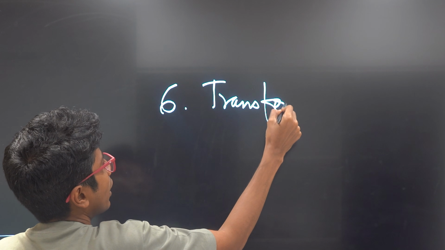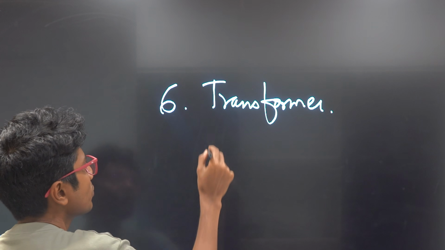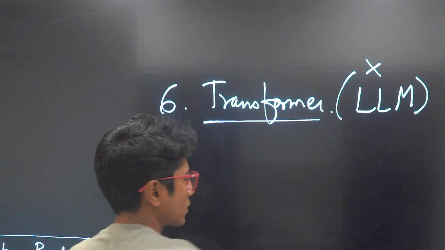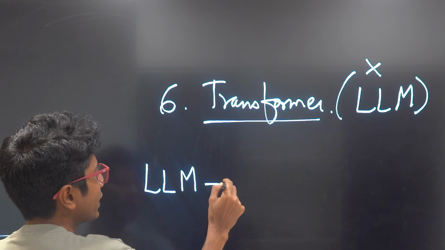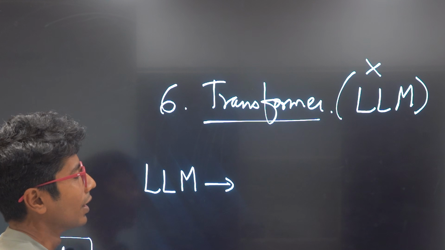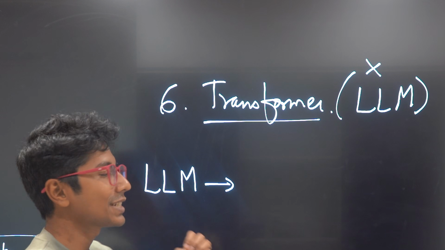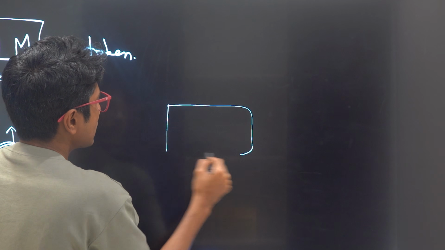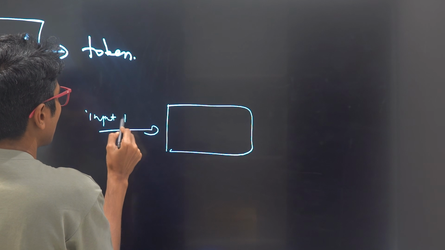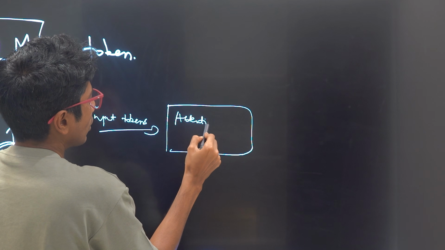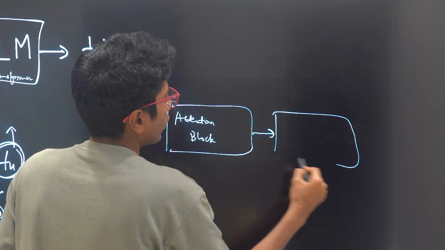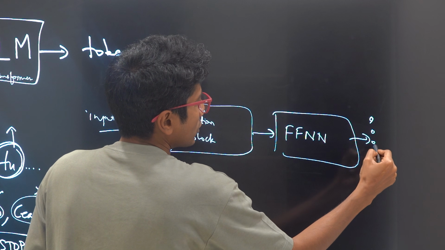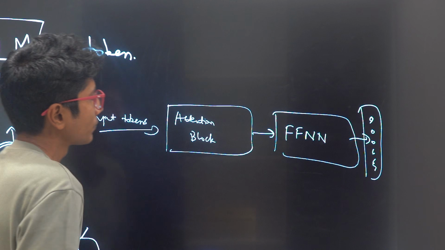Next is the transformer. Most people confuse transformer with large language model, which is completely understandable actually, but that's not the case. A large language model is something which predicts the next token given an input sequence. A transformer does the exact same thing, but it's a specific algorithm or a specific method by which you predict the next token. A transformer basically is input tokens being run through an attention block, which is then forwarded to a feed-forward neural network, and then you have a bunch of outputs. You can think of these as output vectors.